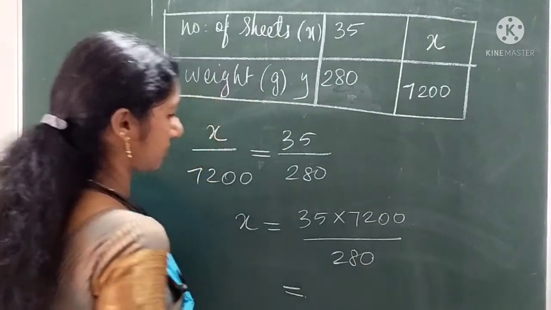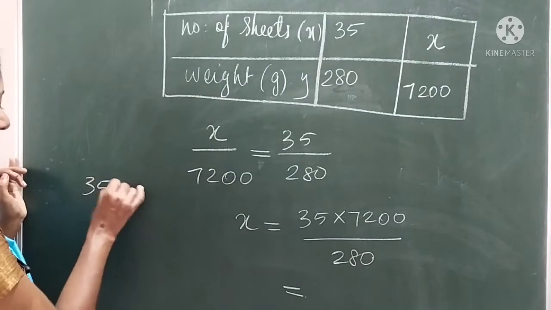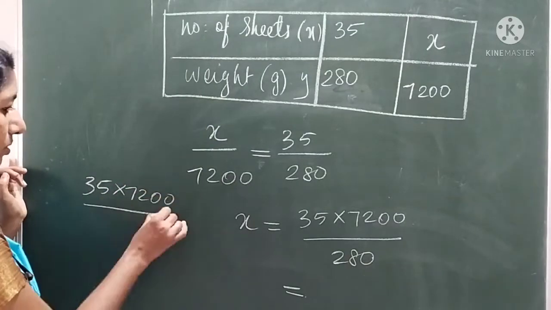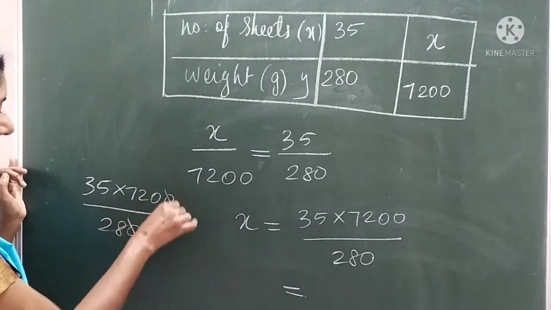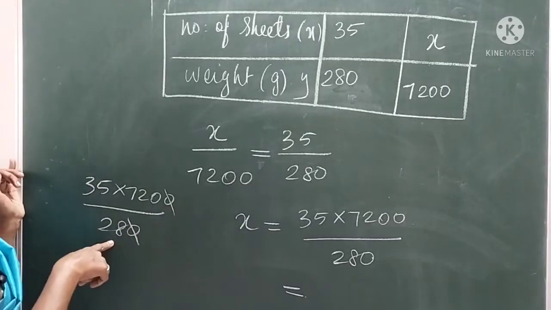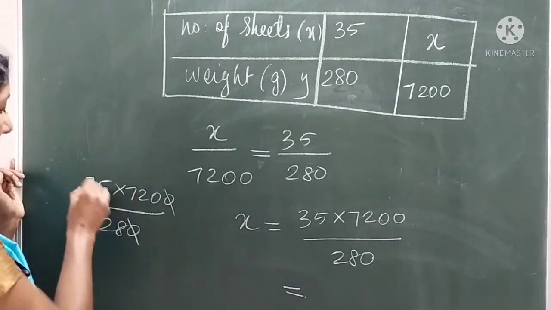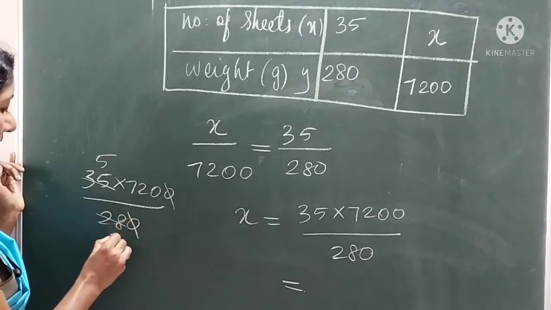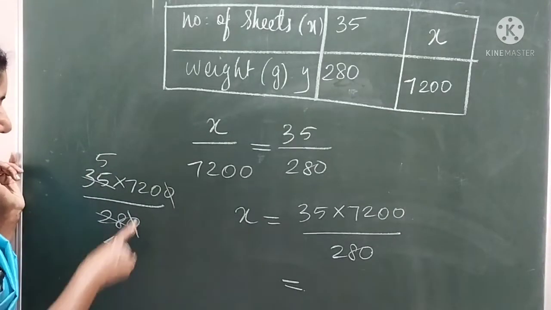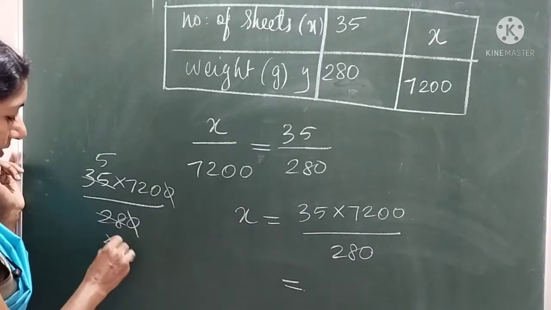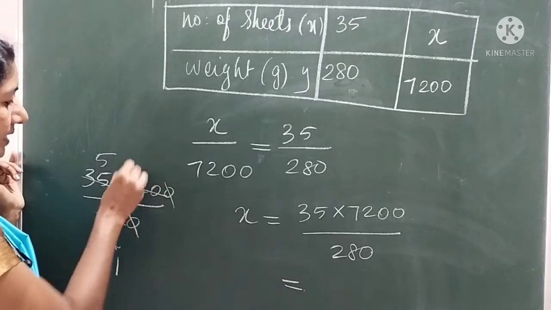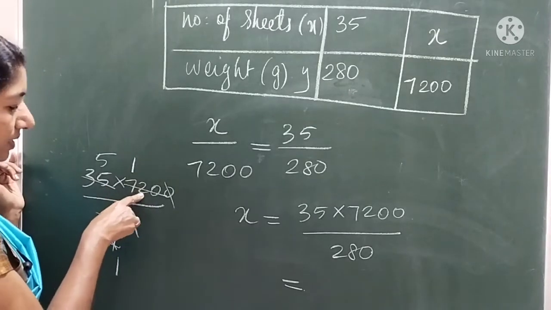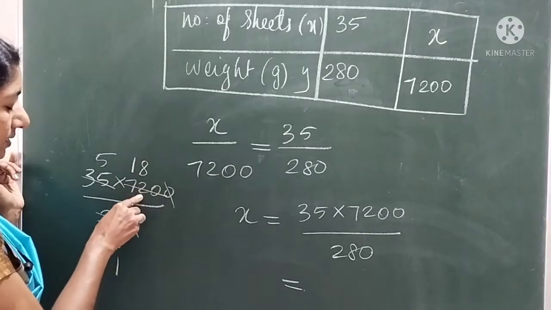Then you will do this calculation. 35 into 7200 divided by 280. 10 I cancel. 35 and 28 have a common factor 7, so we can cancel. 5 7s are 35, 4 7s are 28. 720 and 4 have a common factor. 1 4s are 4. In 7, 1 4s are 4. Balance 3 in 32. 8 4s are 32.